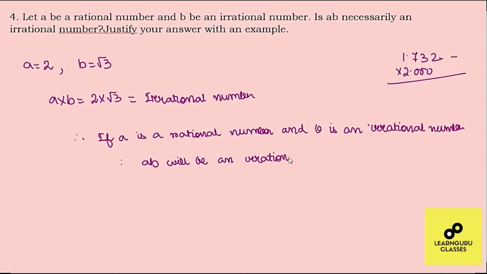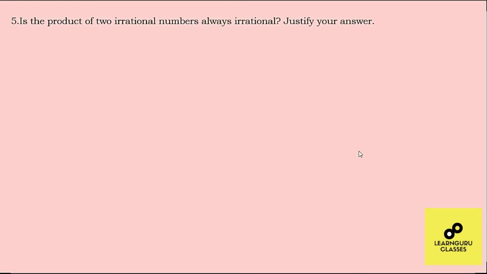Fifth is, is the product of two irrational numbers always irrational? Justify your answer. Okay, so for this let us take two examples. You decide which one you want to represent the answer in what possible way. I will show you two ways. So A equal to root over 2 and B equal to root over 3. So A into B, root over 2 into root over 3, that is root over 6. So root over 6 is an irrational number.